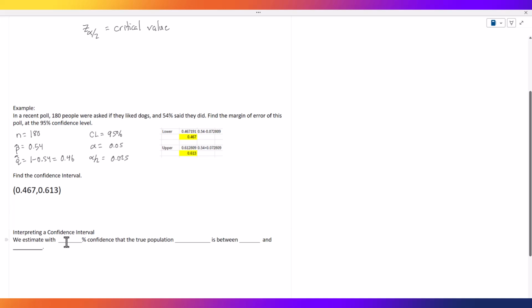And then interpreting the confidence interval is something that we like to do in context here. Oftentimes when we interpret, we estimate with blank percent confidence. We just insert our confidence level here.